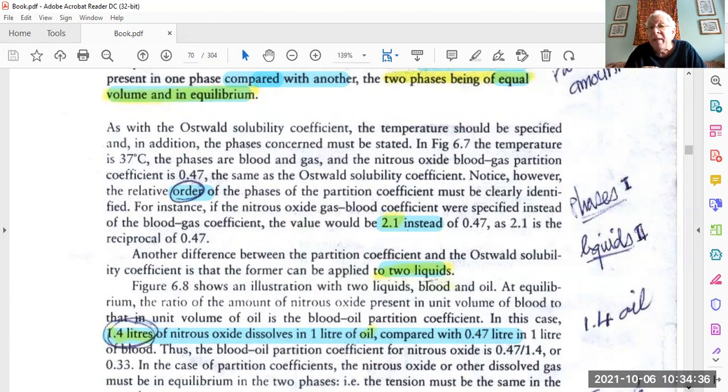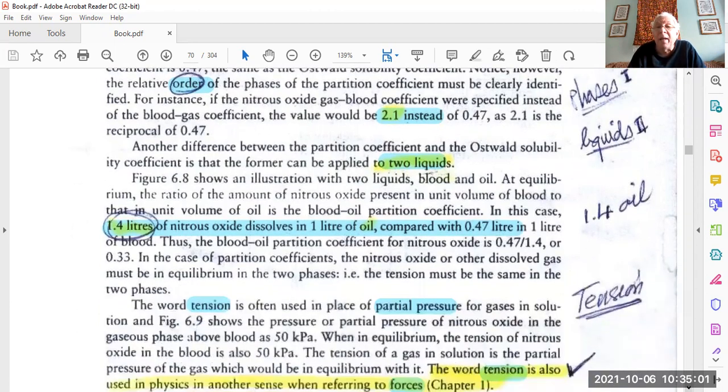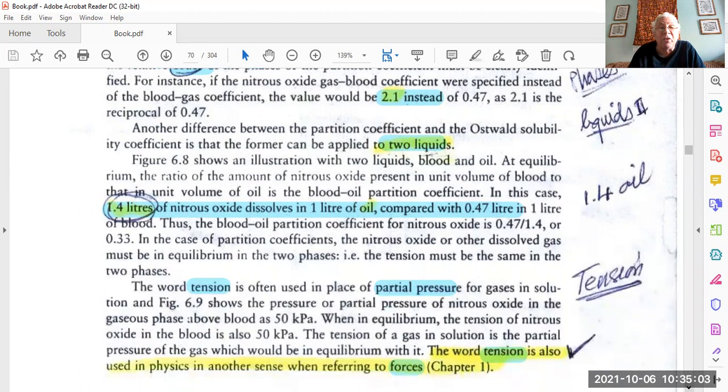So the difference between the absorption of nitrous oxide in blood and in oil is 1.4 in oil, while in blood it is only 0.47. So this is the second difference between the Oswald and the partition coefficient.